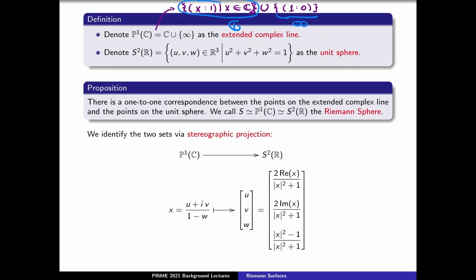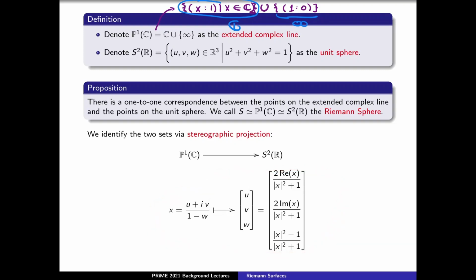And so specifically we have a one-to-one correspondence between the points on the extended complex line, which is another word for the complex numbers union infinity, or P1C, and the points on the unit sphere. And this is what is known as stereographic projection. And so for this map, the bijection is listed here. And so let's unpack how this map works.